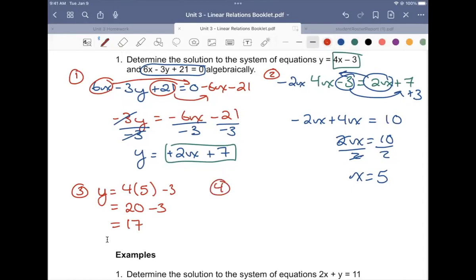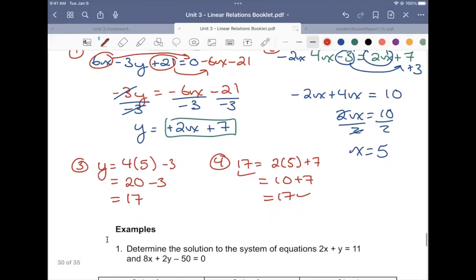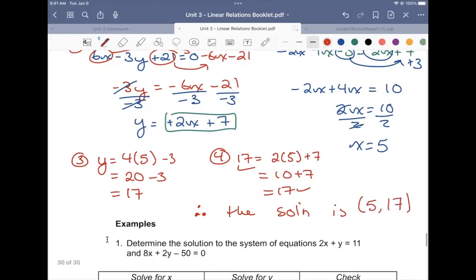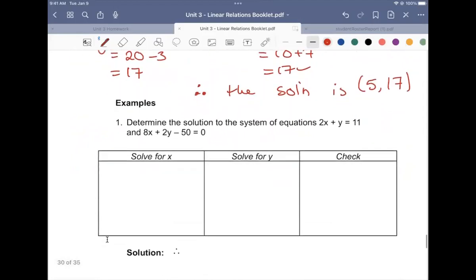I'm going to plug it into the other equation. I am going to go with y is 17, which is equal to 2 times 5 plus 7, which is equal to 10 plus 7, which is equal to 17. Left side, right side check. Therefore, the solution is 5, 17. Awesome.